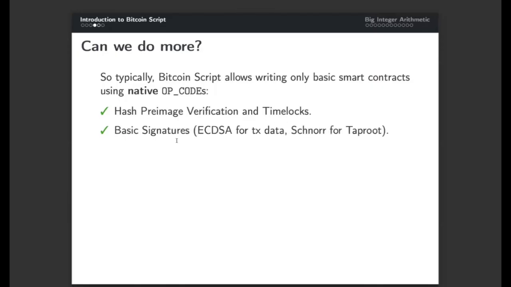You can also use some basic signatures. These are ECDSA and Schnorr for Taproot. You also have threshold or multi-signatures implemented on top of Bitcoin script. And that's pretty much it. You can actually use some combination of those. You can, for example, lock your coins on a multi-signature, or you can spend it after some time. And you can specify these AND and OR conditions for your script.